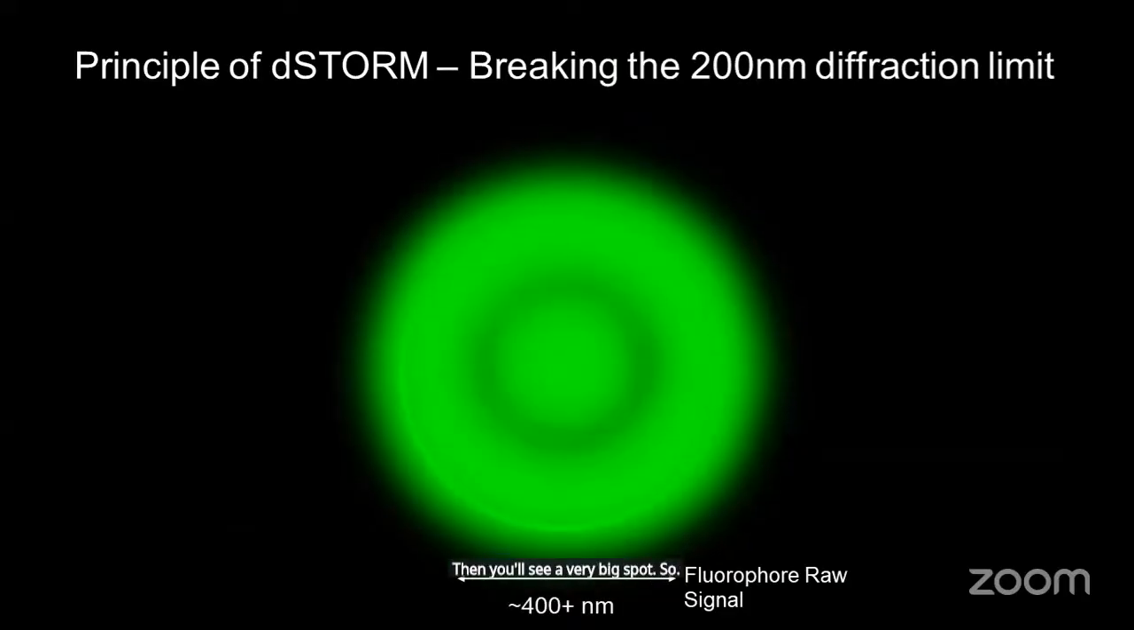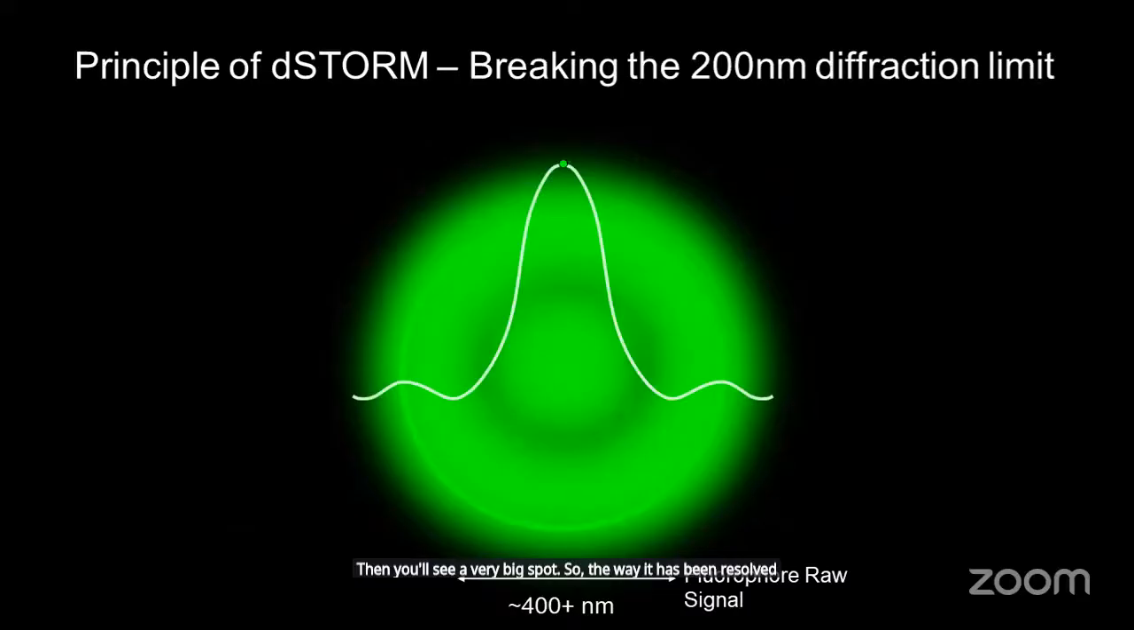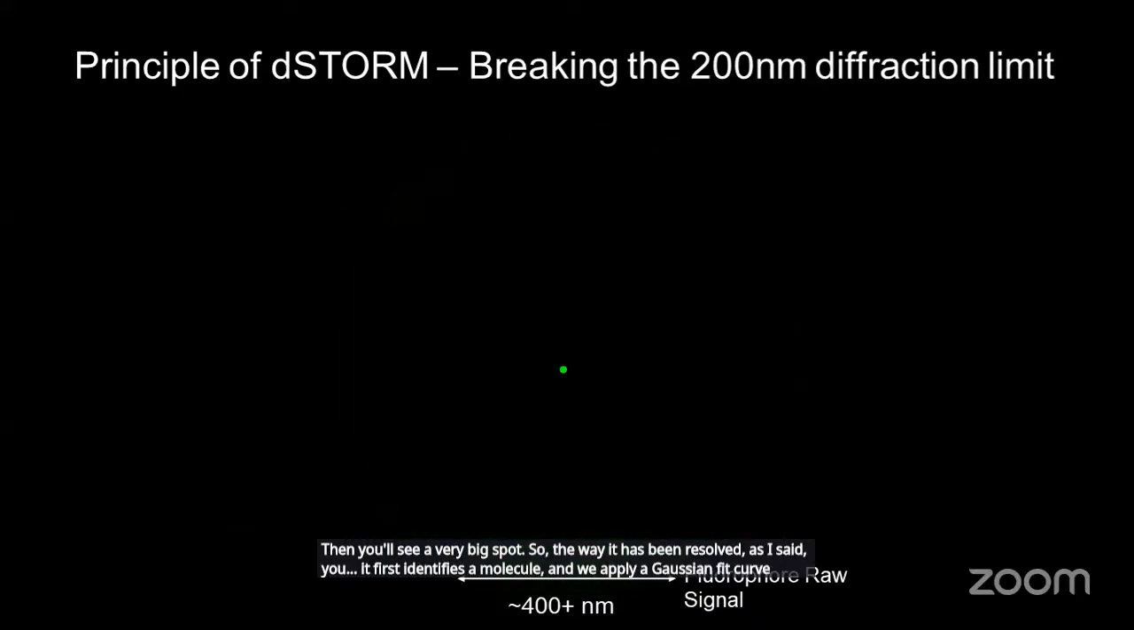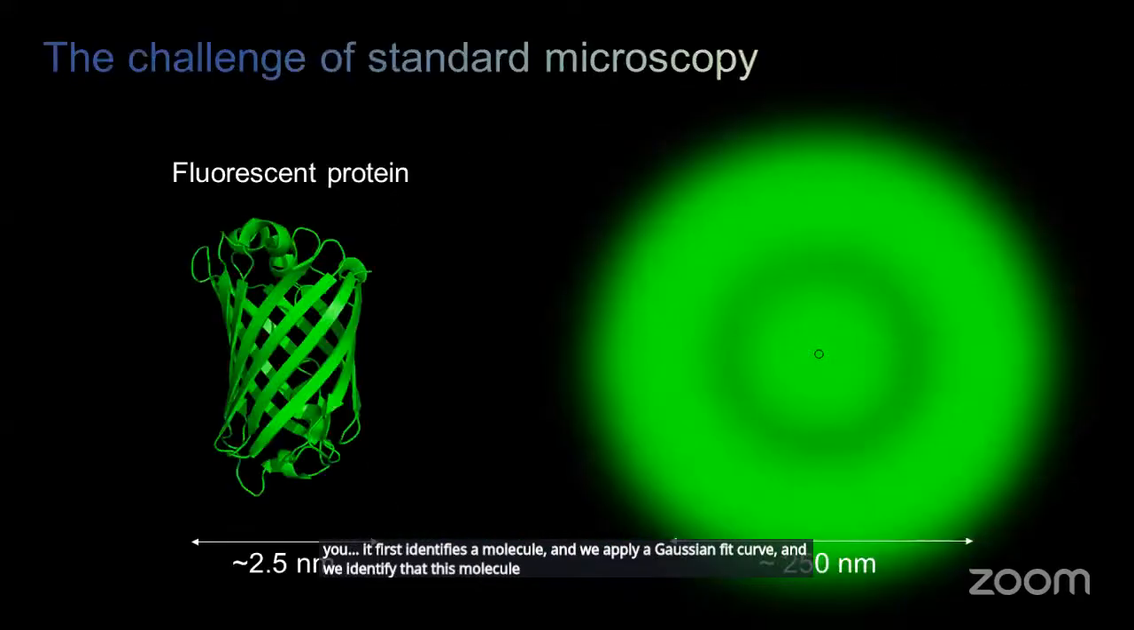So the way it is being resolved, as I said, it first identifies a molecule, and we apply a Gaussian fit curve, and we identify that this molecule is here, so we have localized it, and then we go for super resolution imaging by taking multiple images.